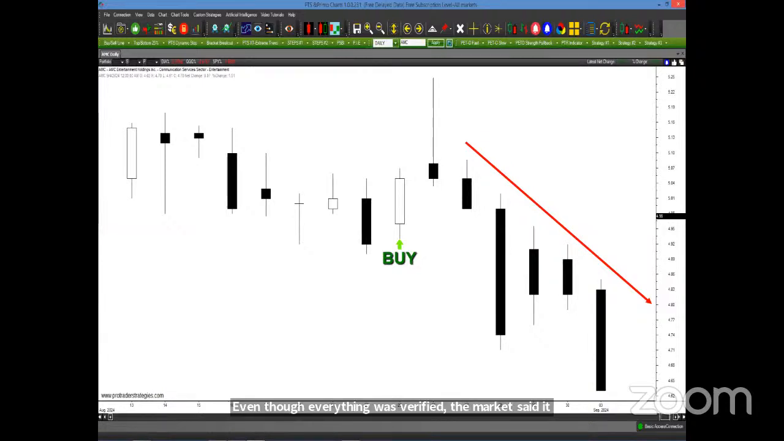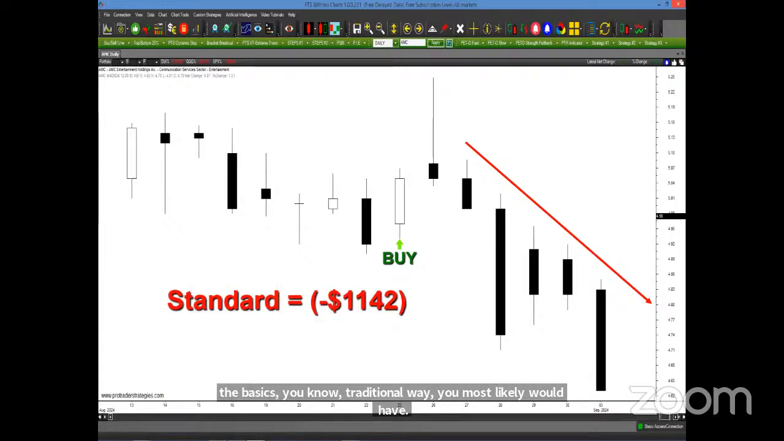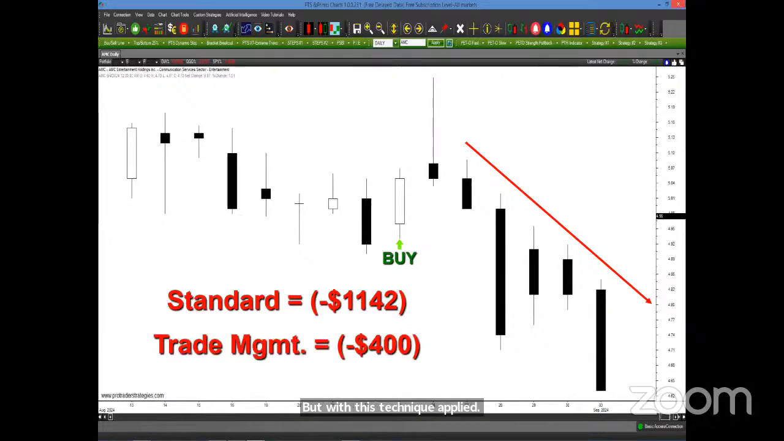Here's one way to minimize risk using this technique I will share with you on how to control your risk properly, okay? On a standard, let's say just for a round number, $20,000 account, just using the basics, traditional way, you most likely would have lost roughly around $1,100 or a little bit more. But using the same premise, but with this technique applied, guess what? You reduce that risk down to $400. Why? Because we added this trade management technique. You see how you're minimizing your risk.